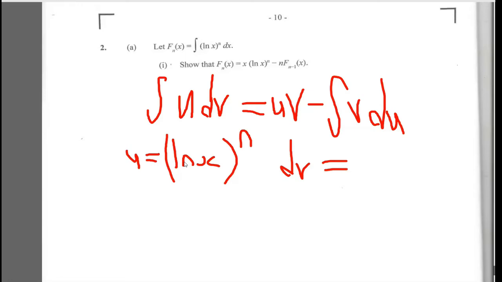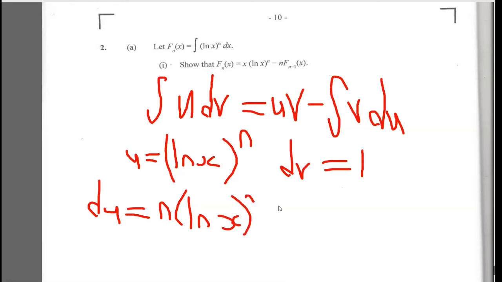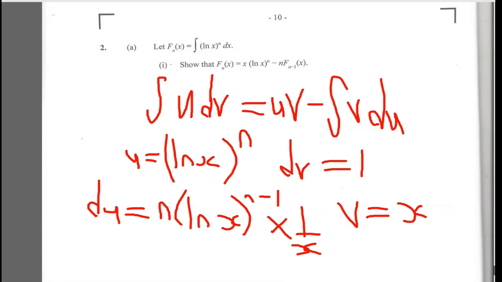So now when we differentiate ln x to the n, we get du is equal to: we carry down the power n, we subtract 1 from the power to get ln x to the n minus 1, and then we multiply it by the differential of what's inside the bracket. The differential of ln x is 1 over x, so that's du. To get v, we need to integrate 1. When we integrate 1, we just get x.